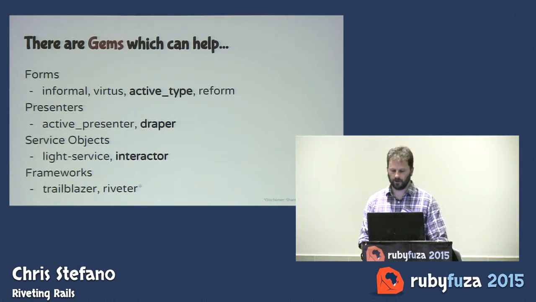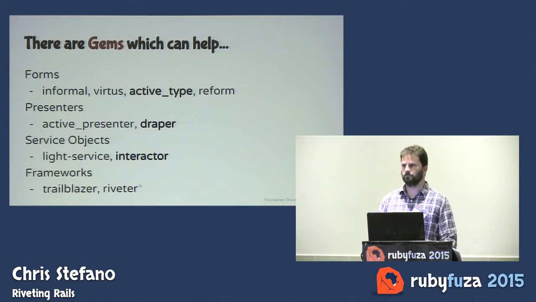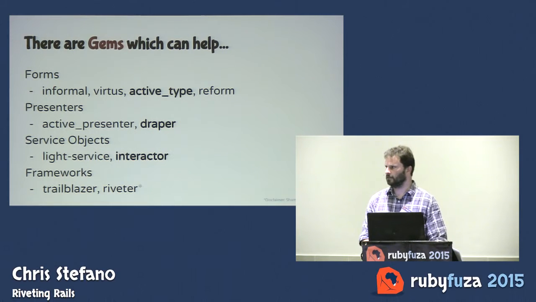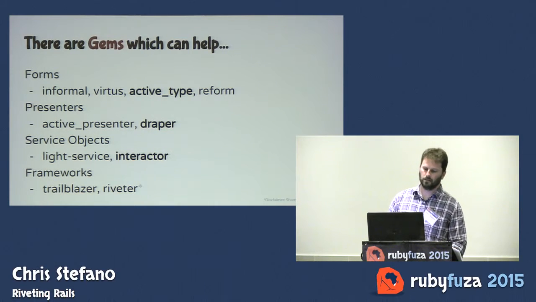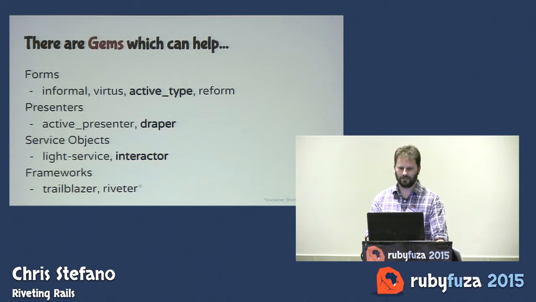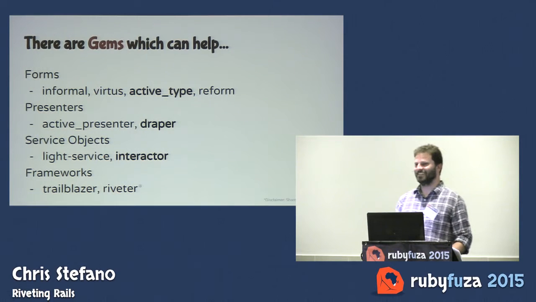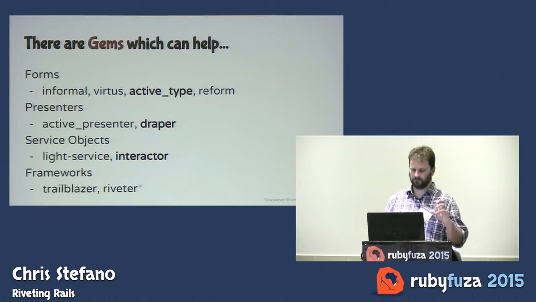And then there's a growing slew of frameworks coming out. Nick Sutterer, who spoke a couple of years back at Rubyfuza, is working on a framework called Trailblazer, and a companion book with that, explaining his ideas. And then myself, I've written a little gem called Riveter, hence the name of my talk, which abstracts some of these into nice little small chunks.